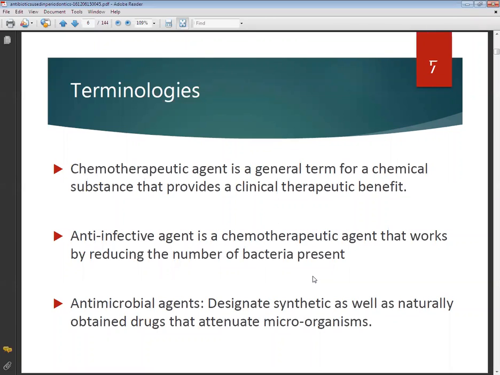Another term is anti-infective agents. An anti-infective agent is a chemotherapeutic agent that works by reducing the number of bacteria present. In simple terms, it is a chemotherapeutic agent that reduces the number of bacteria present. Another term is antimicrobial agents. Antimicrobial agents designate synthetic as well as naturally obtained drugs that act against microorganisms. So these are antimicrobial agents.